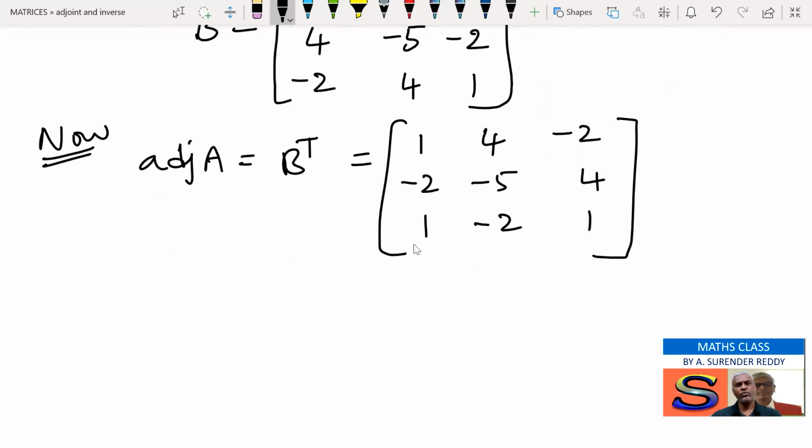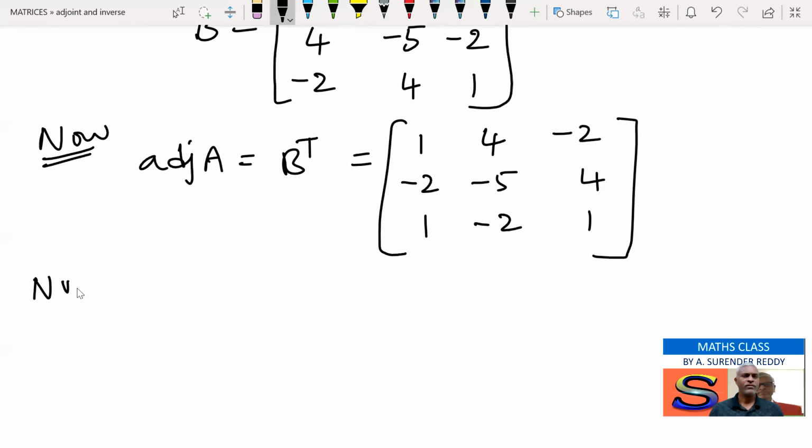So this is how we find adjoint of a 3x3 matrix. First find the cofactors, then transpose the cofactor matrix, you will get adjoint matrix. So this is adjoint matrix.